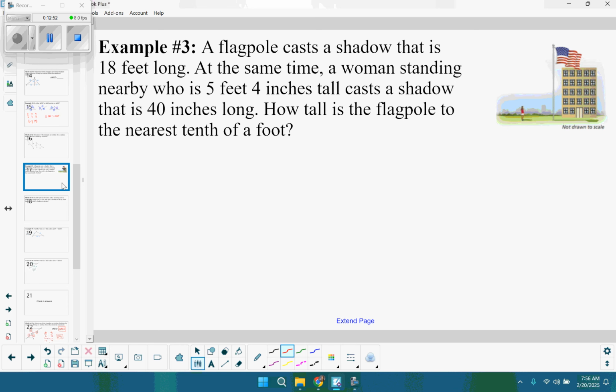For example 3, a flagpole casts a shadow that is 18 feet long. At the same time, a woman standing nearby who is 5 feet 4 inches tall casts a shadow that is 40 inches long. How tall is the flagpole to the nearest tenth of a foot?